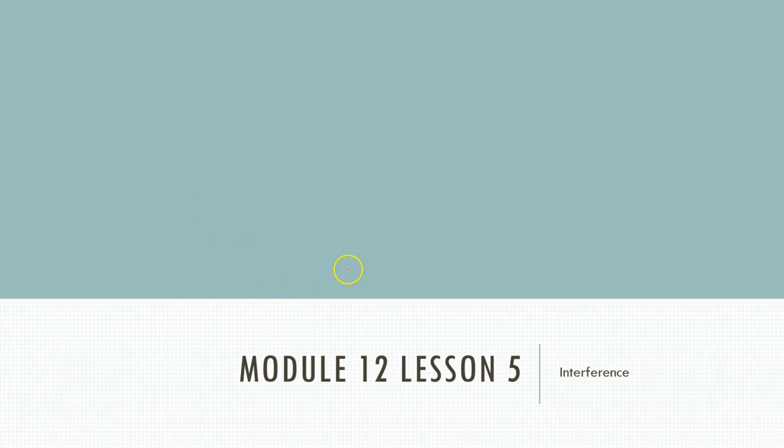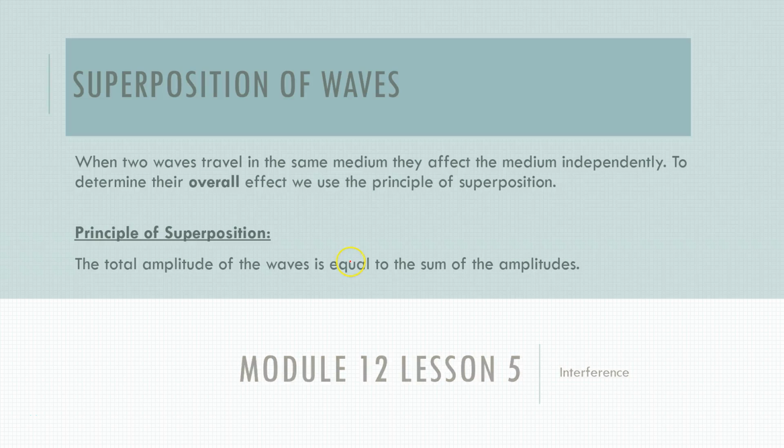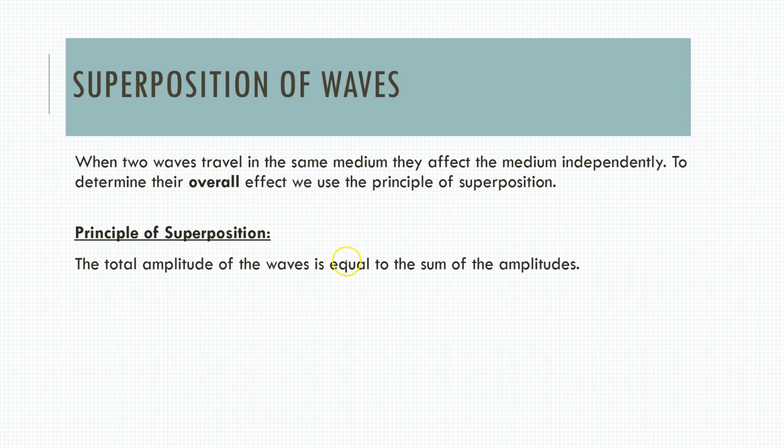This is Module 12, Lesson 5. This lesson is going to focus on interference, which is how waves interfere with each other, for lack of a better way of putting it. Sometimes they interfere well, sometimes they don't.